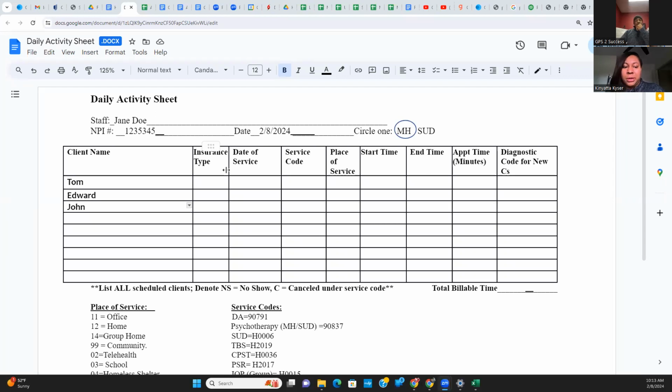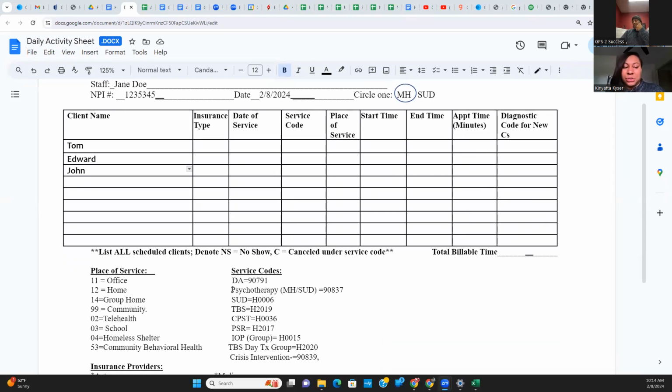The daily sheet, activity sheet. The permitted places of service for H2020 are the school, a homeless shelter, the office, group home, or community behavioral health. So they are allowed to do it in a group home setting, the boys. Yep, you can do it at the group home.